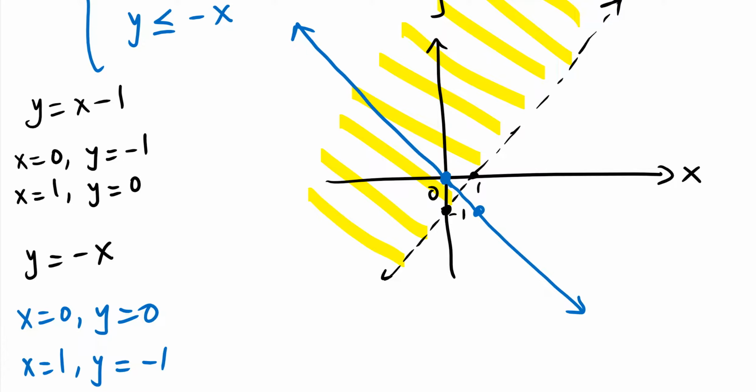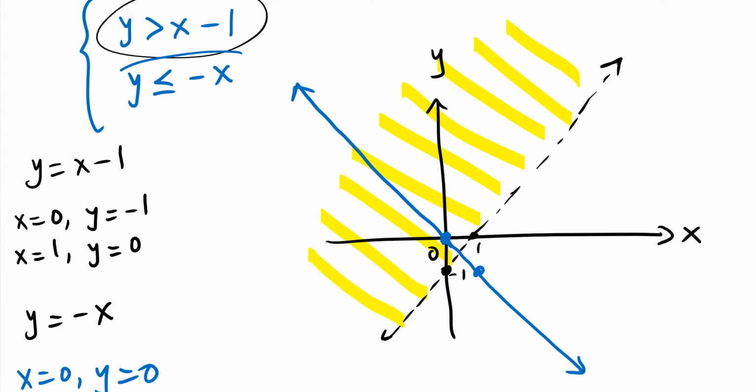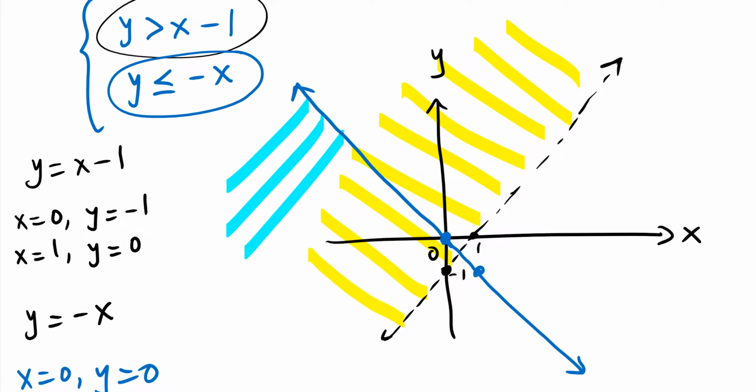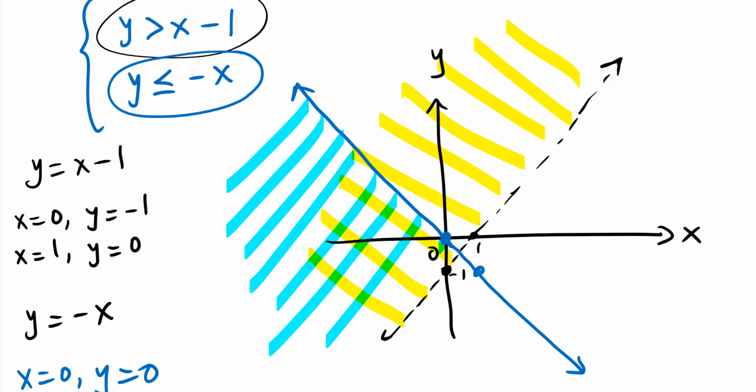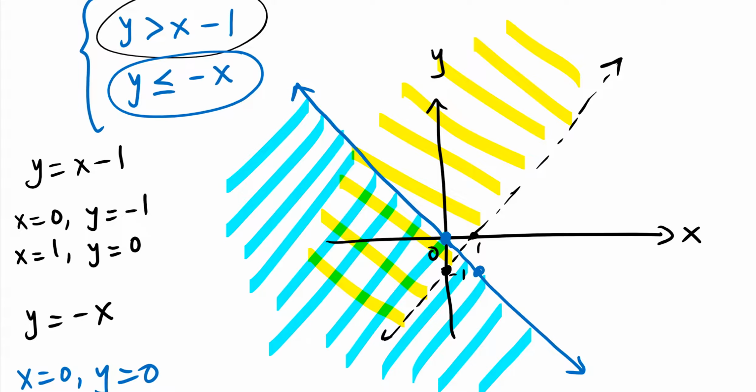A solid line. And which one do I shade? Do you see, if I look at this, it's really less. It's already by itself. Y is by itself. So it's less. Less means to the left side, or below the line. So it's below the line in this case. So this is the one I'm shading.